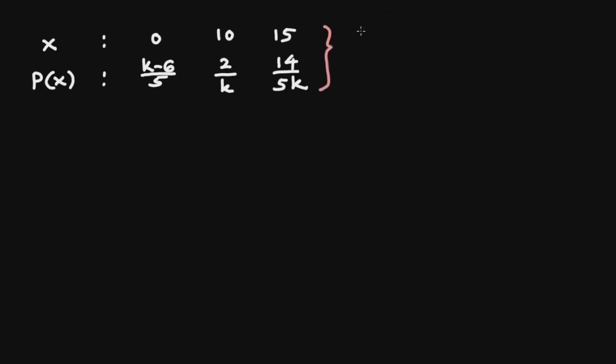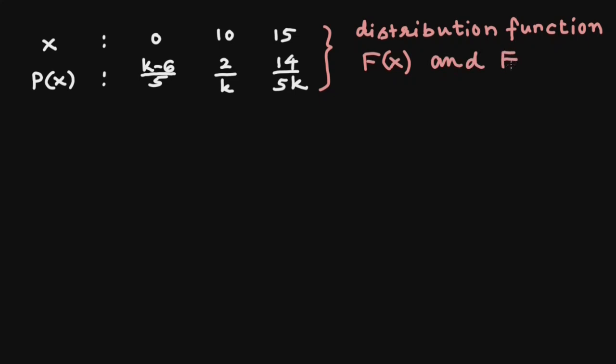In the second example, the discrete random variable x and corresponding probabilities of x are given as follows. When x is 0, probability is k minus 6 upon 5. For x equals 10, it is 2 upon k. For x equals 15, it is 14 upon 5k. We have to find the distribution function capital F(x), about which you will find in my video on distribution function, and expectation E(x).